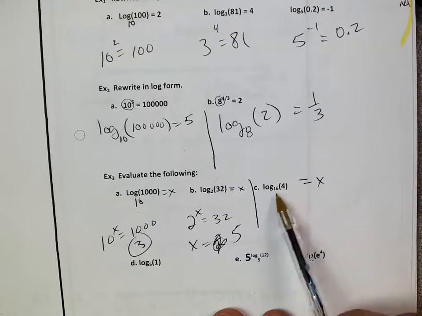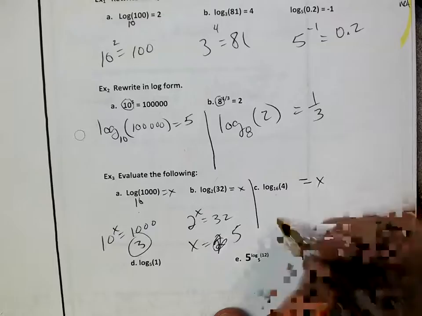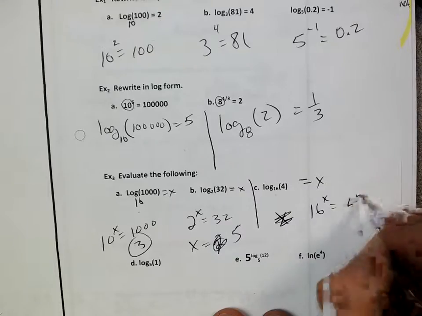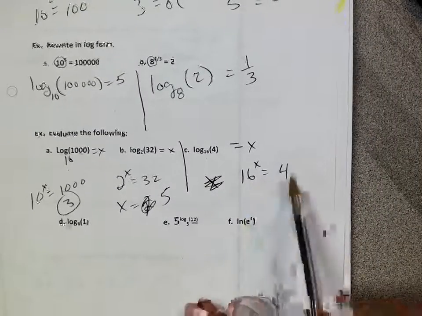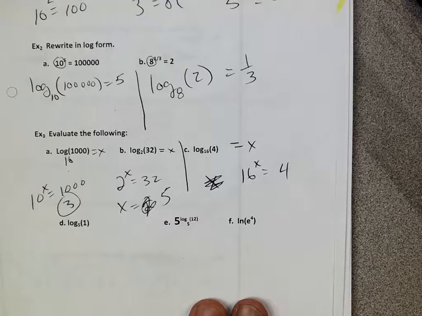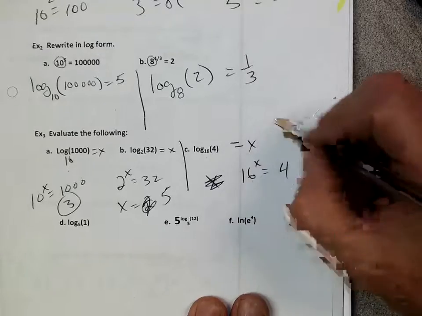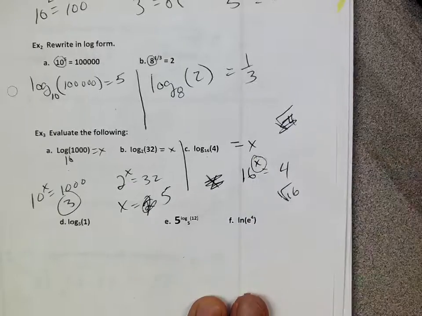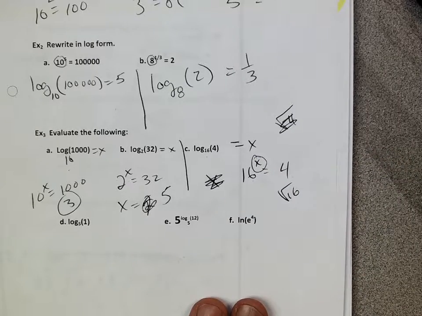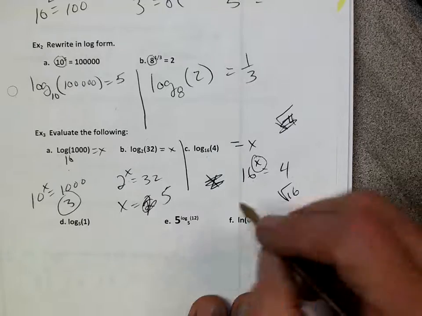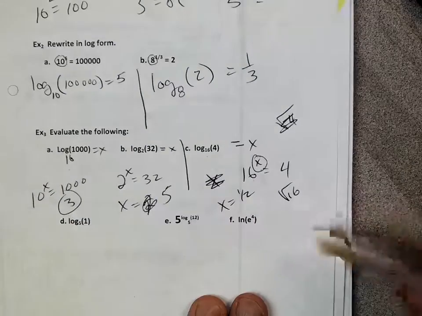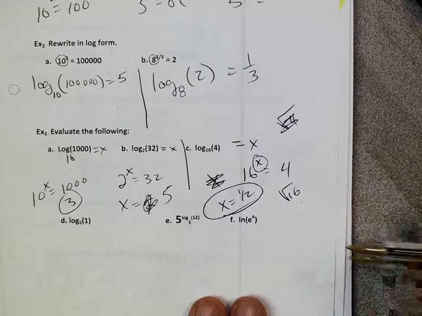Let's rewrite it. Let's go 16 to the x power equals 4, okay? How can I make 16 into a 4? It would be a square root. The square root of 16 is 4, right? But what's that as an exponent? Yes, 1/2. It's x equals 1/2 because a 1/2 power makes a square root. So the power is a 1/2 power.